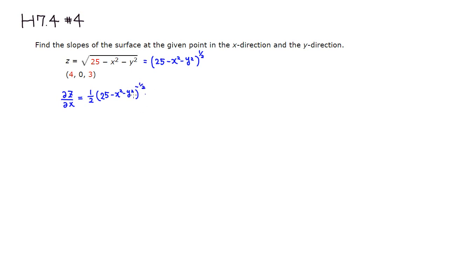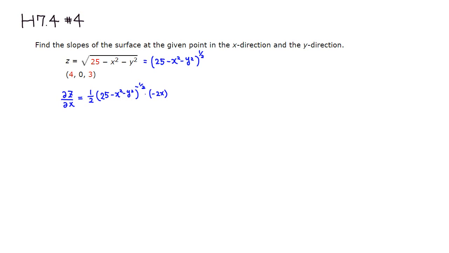Then you have to multiply by the partial derivative of the inside function. The derivative of 25 is 0. The partial of negative x squared would be negative 2x. And the partial of negative y squared would be 0, because y is considered to be a constant.